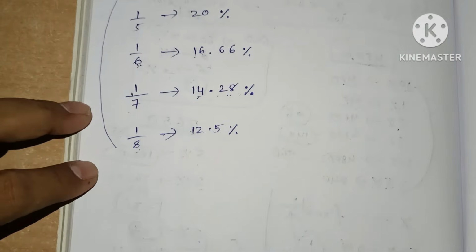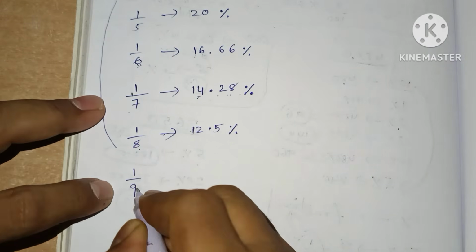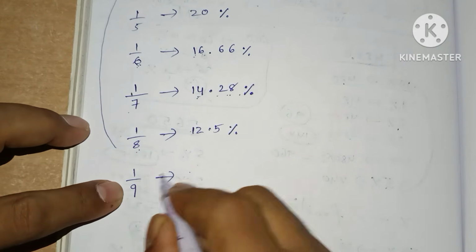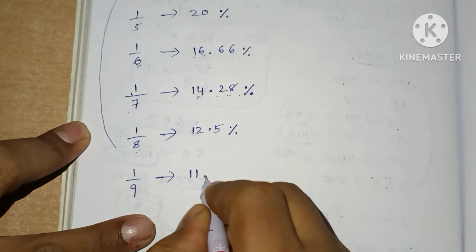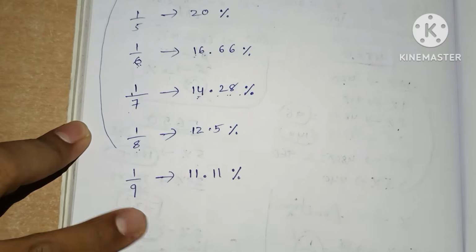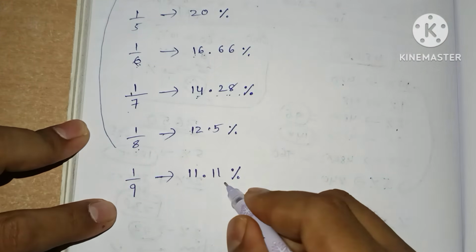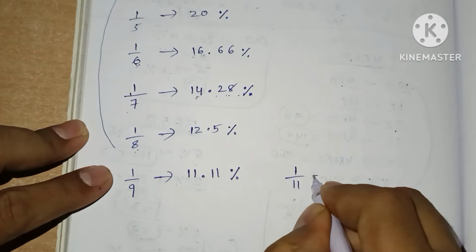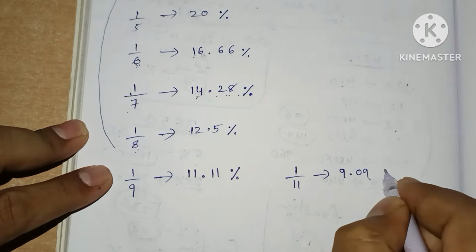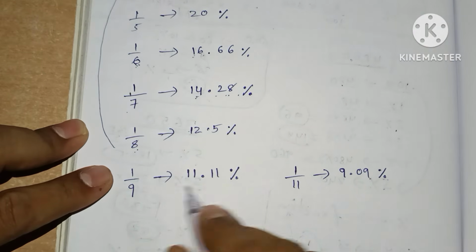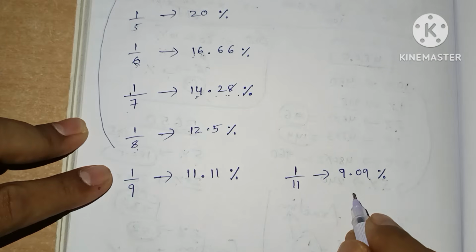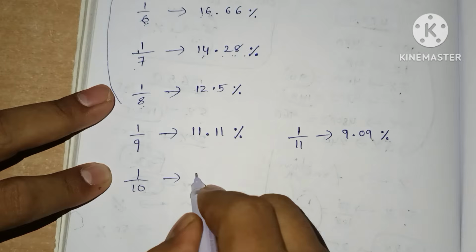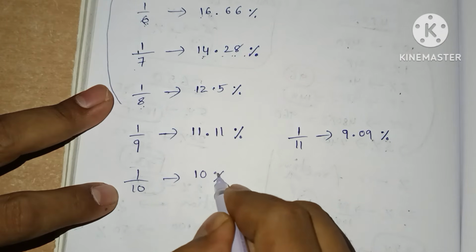Okay. Let's see 1 by 9. This is the fraction value, and 1 by 9 becomes 11.11%. But 1 by 11 becomes 9.09%. These seem like a reverse of each other. Okay, 1/10 value, we all know that 1/10 is nothing but 10%.